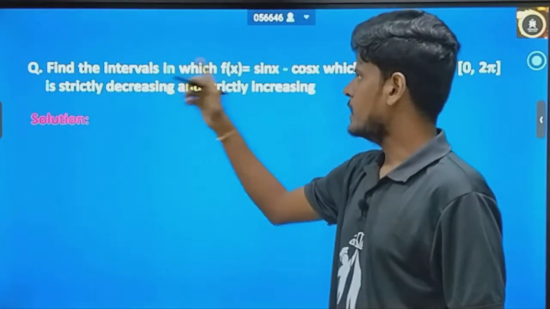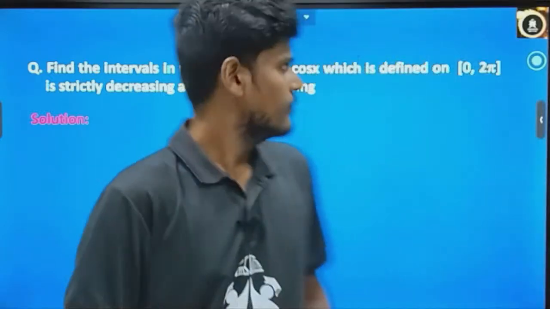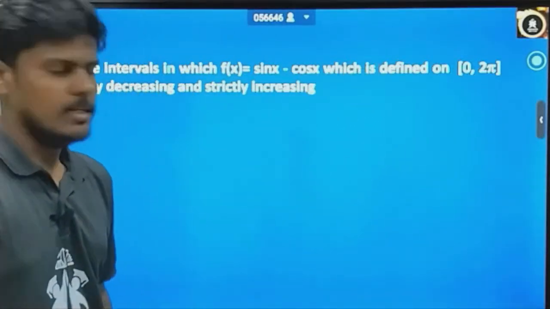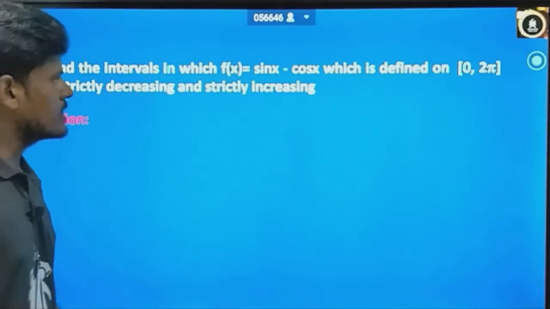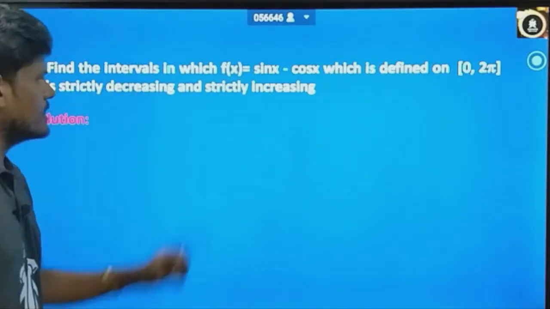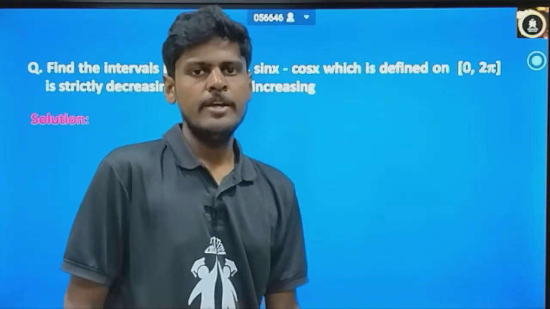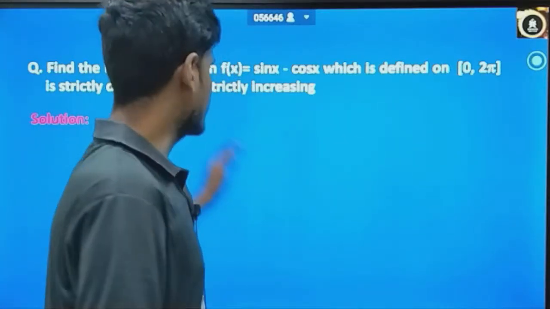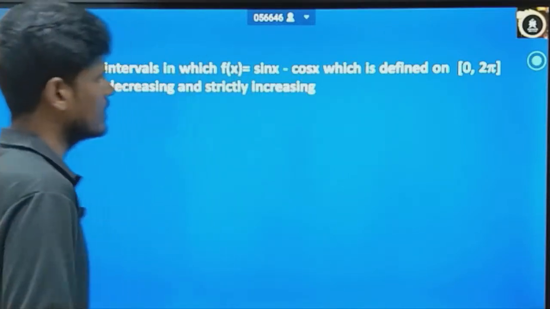Next question. Find the intervals in which f of x equals sin x minus cos x is strictly increasing and strictly decreasing. Within the interval between 0 to 2 pi, what are the intervals in which f of x, that is sin x minus cos x, is strictly increasing and strictly decreasing?